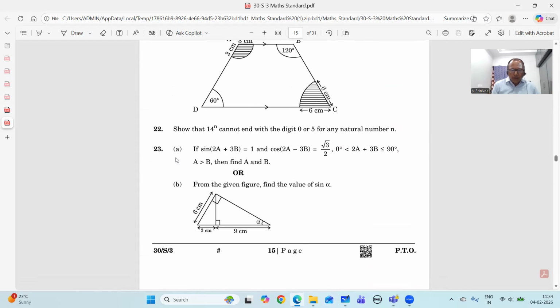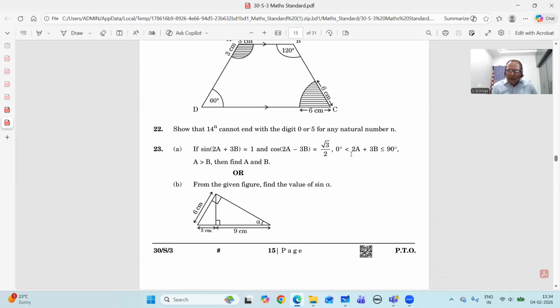Yeah. 23. Part A. If sin of (2a plus 3b) is 1 and cos of (2a minus 3b) is root 3 by 2, where the angle 2a plus 3b is between 0 degrees and 90 degrees, and a is positive, greater than b, then find a and b. Okay. So we are given the values of these two ratios, sine theta and cos phi. These two angles are different. This is 2a plus 3b and this is 2a minus 3b. Yeah. And this angle is between 0 and 90 degrees.